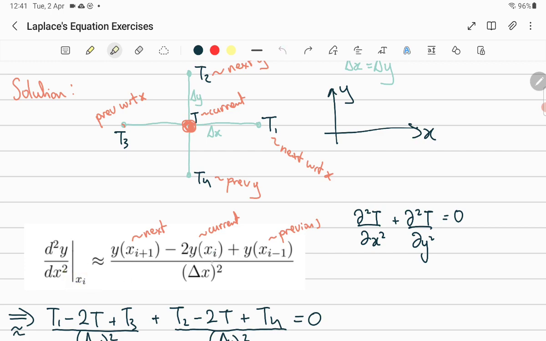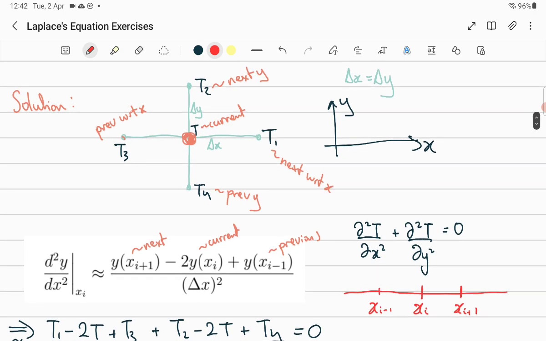Remember, this is the current point. So y at the current point is the current value of y, and then x sub i minus 1 means the previous point. Now what that's referring to is something like this. Here's your current point xi, what do you call your next point? Xi plus 1. What do you call your previous point? Xi minus 1. So that's what that's talking about. But here we have next and previous in terms of x, and also next and previous in terms of y. So that's what we've drawn up above.